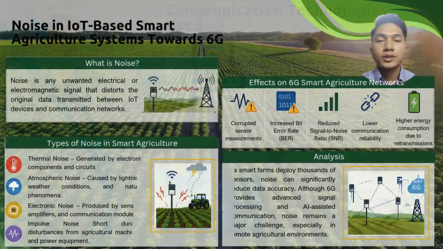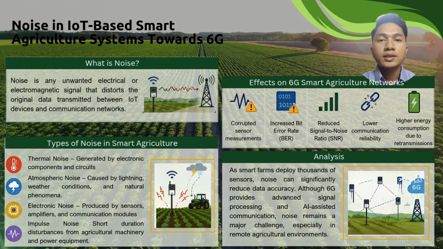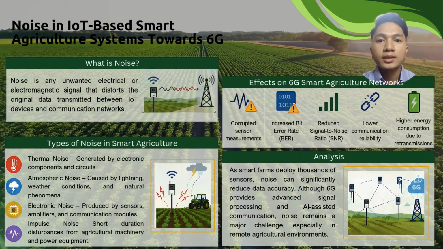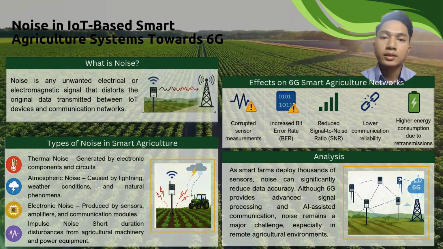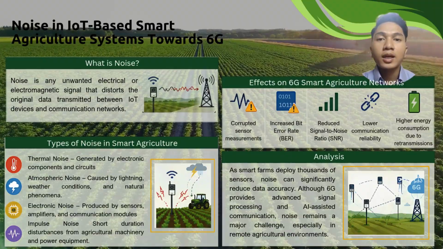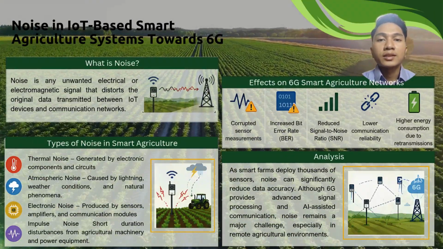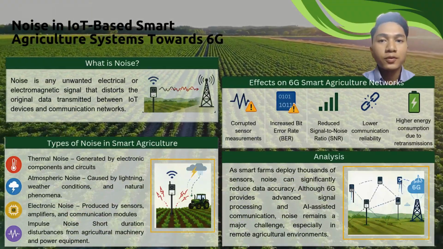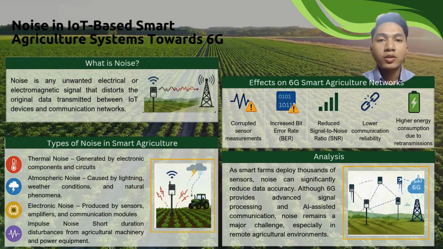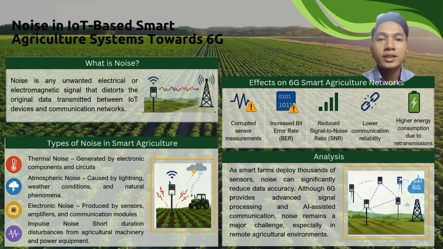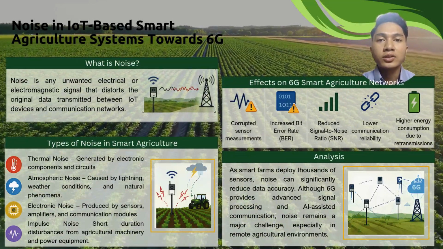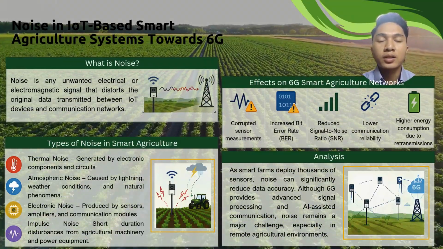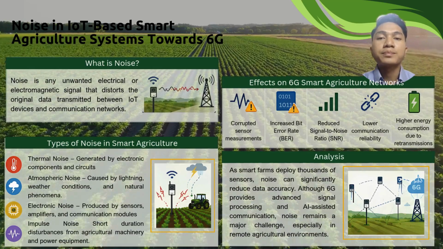Explain the concept of noise in IoT-based smart agriculture systems. Noise refers to any unwanted electrical or electromagnetic signal that distorts the original data transmitted between IoT devices and communication networks. There are several types of noise in smart agriculture. These include thermal noise from electronic circuits, atmospheric noise caused by weather conditions such as lightning, electronic noise generated by sensors and communication modules, and impulse noise from agriculture machinery and power equipment.